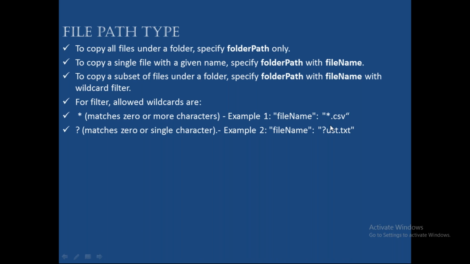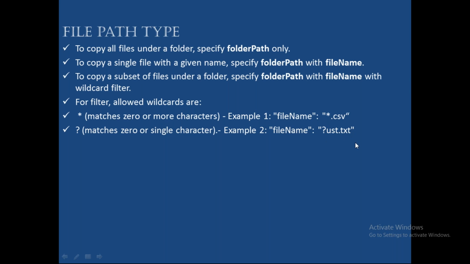Now, question mark matches 0 or a single character. Example for file name: here you see question mark ust.txt. What does it mean? In this particular question mark place, only one letter will come. That letter can be anything. You can say cust.txt, dust.txt, anything. In this question mark place you can put C or D, anything. If you put C, it will become cust.txt.